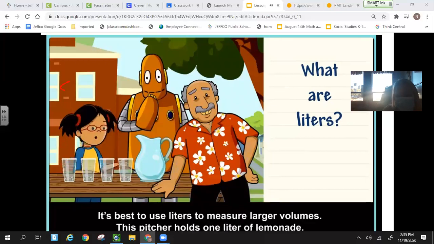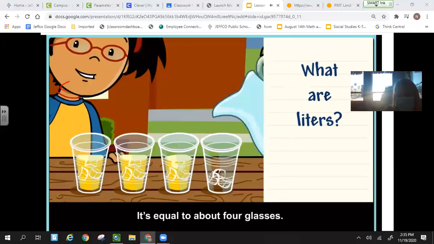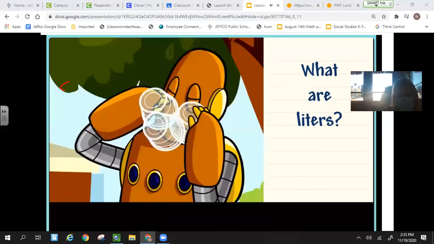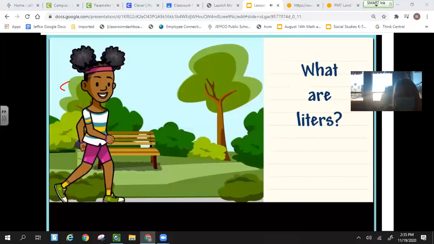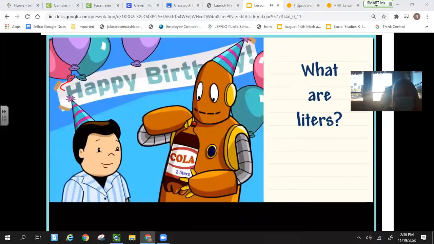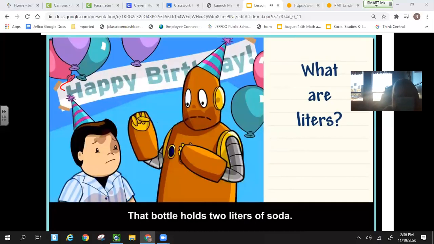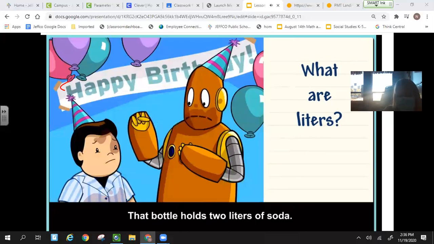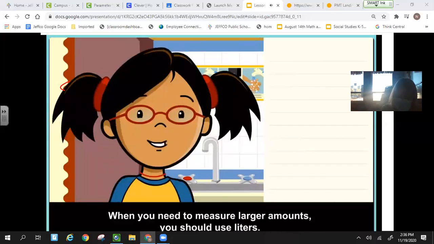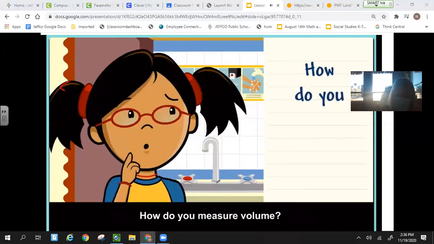This pitcher holds 1 liter of lemonade. It's equal to about 4 glasses. This bottle holds 1 liter. That bottle holds 2 liters of soda. When you need to measure larger amounts, you should use liters. How do you measure volume?